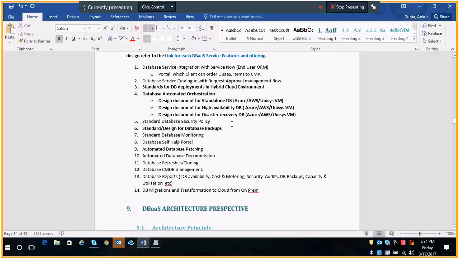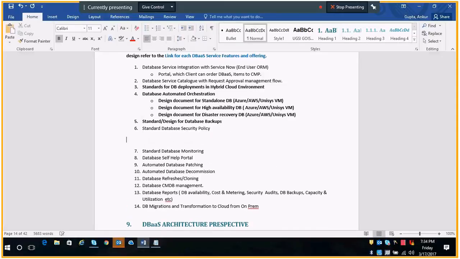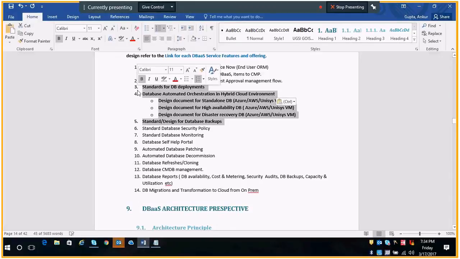So that's a good update, Abhishek. But what I would suggest is, let me put it this way: 3, 4, and 5 are the ones which would be in the priority list to create the design. I believe these are the standards for DB deployment in the hybrid cloud environment, and next would be my database automated orchestration. So standards have to be there, and then the design for database backups and how we automate this orchestration. These 3 documents with a low level design would be the priority.